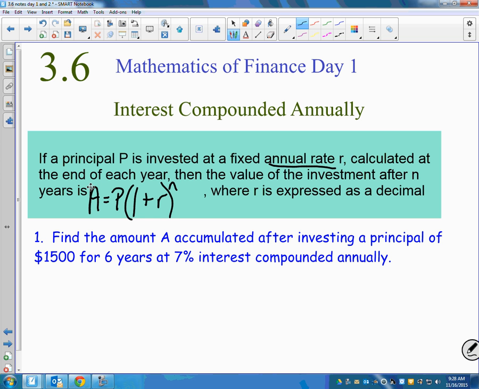And so look at this first one. Find the amount accumulated after investing a principal of $1,500 for 6 years at 7% interest. This is why I've been working on you using your calculator all chapter, because you have to use your calculator on this, whether you're just plugging it in or we're going to solve stuff in a little bit. But you got to be comfortable using your calculator.